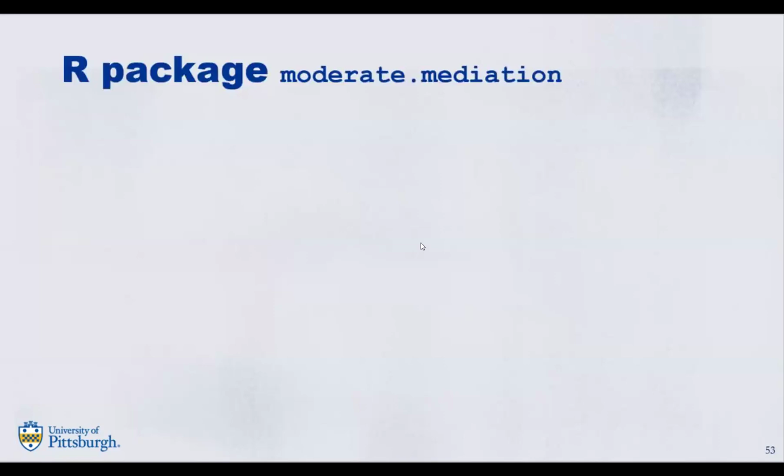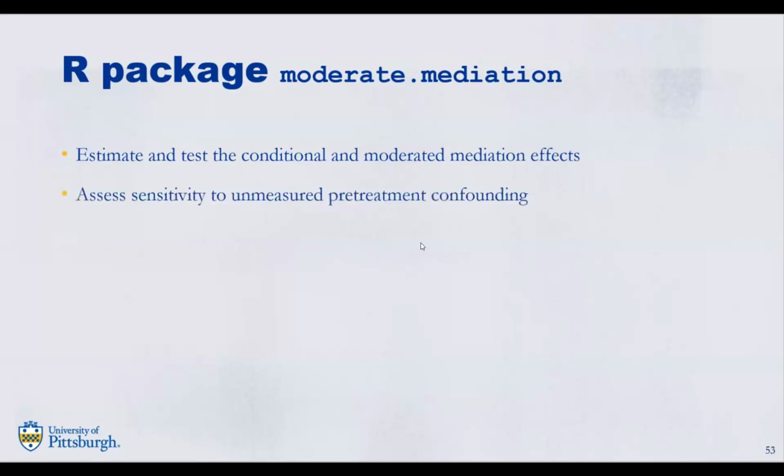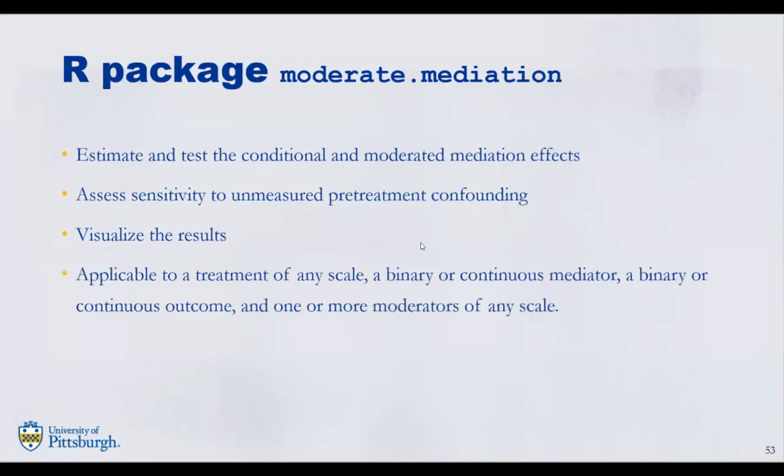We have developed the R package moderate.mediation for researchers to estimate and test the conditional and moderated mediation effects, assess sensitivity to unmeasured pre-treatment confounding, and visualize the results. The package is applicable to a treatment of any scale, a binary or continuous mediator, a binary or continuous outcome, and one or more moderators of any scale. You may find an introduction to the R implementation in my email.